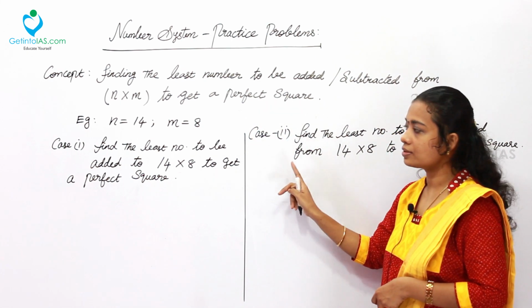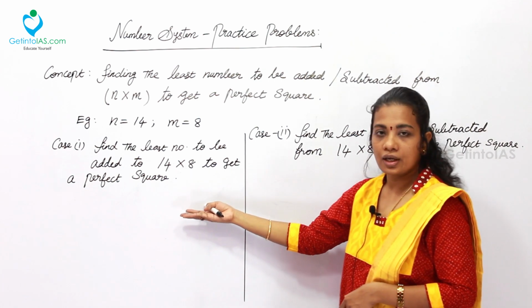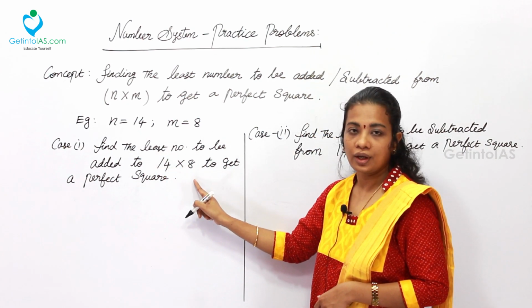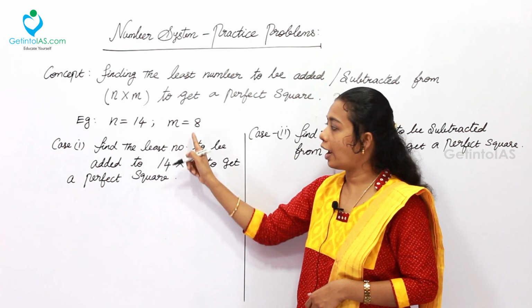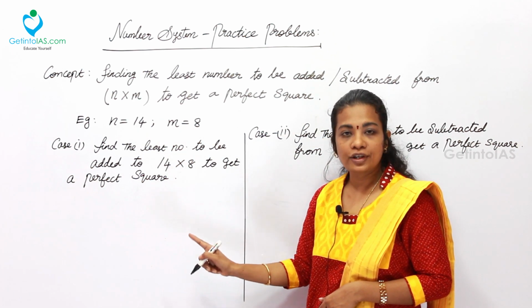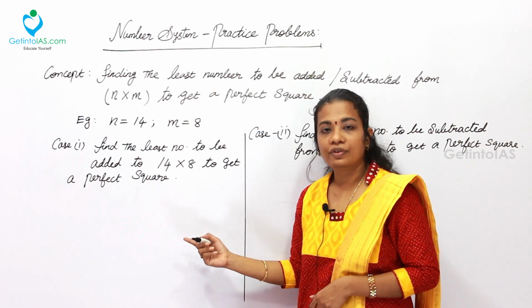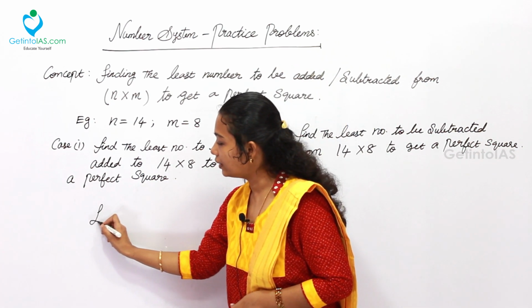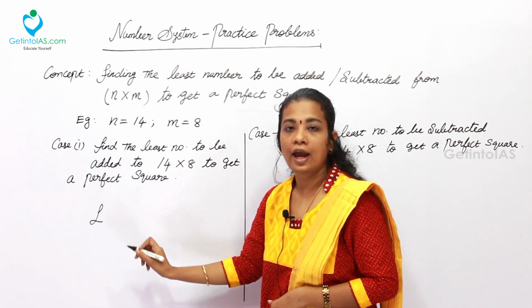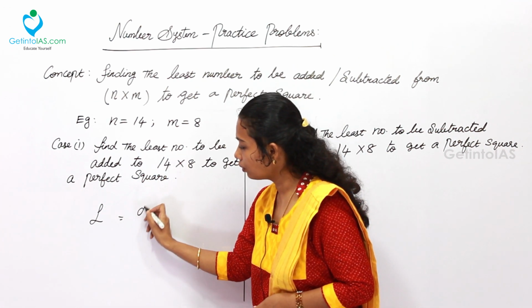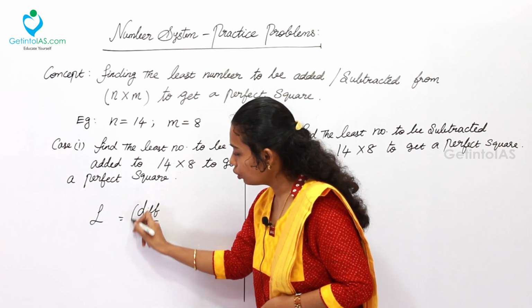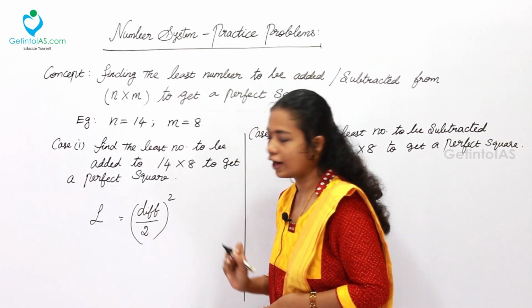Here two cases I have taken. The first case is find the least number to be added to 14 into 8, where n is 14 and m is 8, to get a perfect square. For that we have a standard formula. So take the least number, L is equal to difference divided by 2, the whole square.